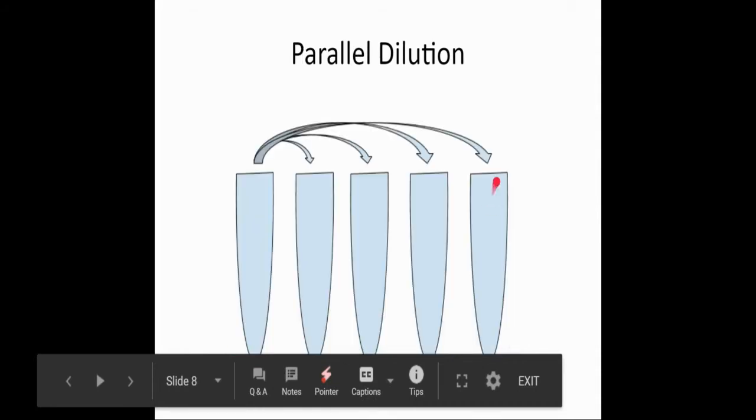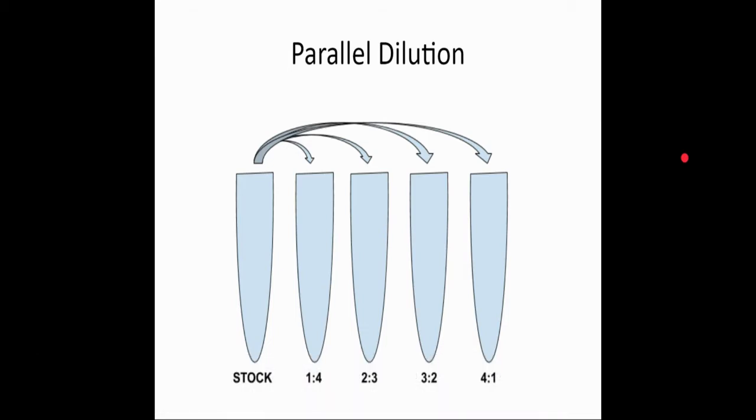There's another way to do a dilution, which is called a parallel dilution. So if you can imagine, you take your stock solution and you dilute it in a 1-to-4 ratio. That could be take 1 milliliter of stock and add 4 milliliters of water. And then in the next test tube, you would take 2 milliliters of stock and add 3 milliliters of water. So that's a 2-to-3 dilution ratio. And then the next test tube would be 3 milliliters of stock to 2 milliliters of water, and so on and so forth.